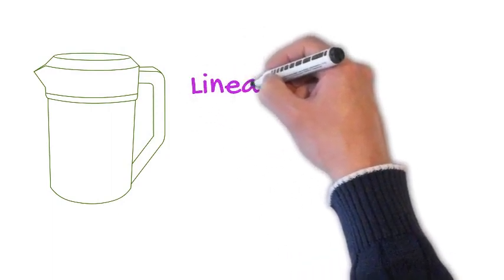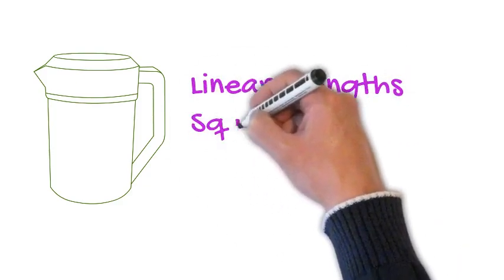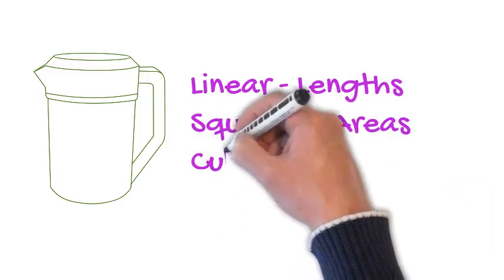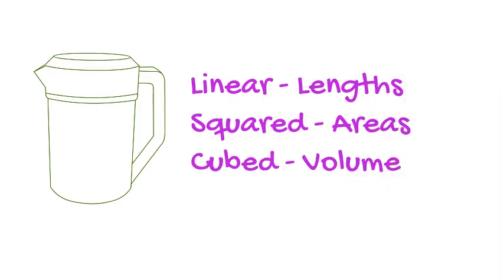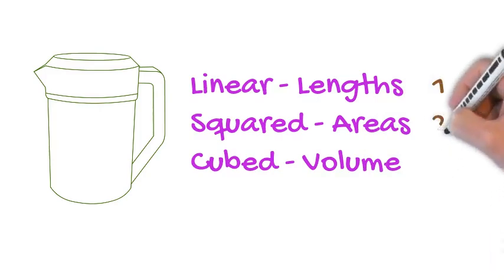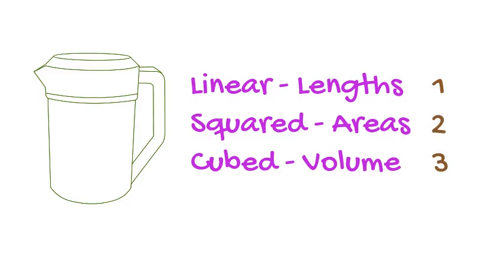So let's say we have a water pitcher. That can be measured in 3 different categories, either linear for lengths, such as height, width, circumference, or squared for areas, such as the surface area, or cubed, such as the volume that it holds. So linear would be one-dimensional, squared or areas would be two-dimensional, and volume or the cubed would be in 3 dimensions. It's really critical that you understand the difference between these 3 because not everything is measured in the obvious units.